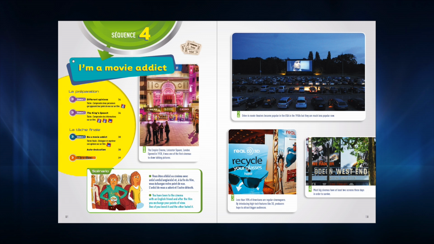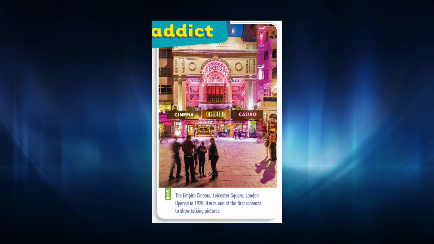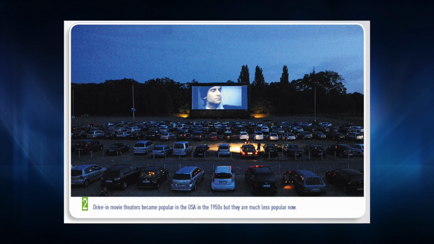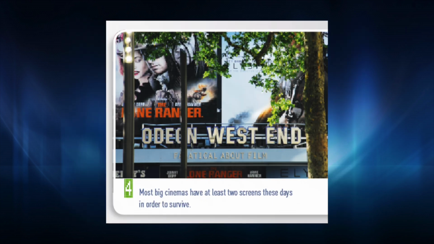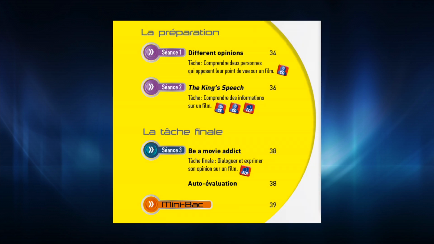This is the opening of sequence 4, one of the 8 sequences that deal with the domain of culture and entertainment, se cultiver et se divertir. The photos have been chosen carefully for the way in which they each represent a different aspect of the cinema, which is the central theme of the sequence. Here we touch on the history of cinema in Britain and the USA, on recent trends, and on the economic aspect of the movie industry. On the opening page, there is also a detailed summary of the sequence.